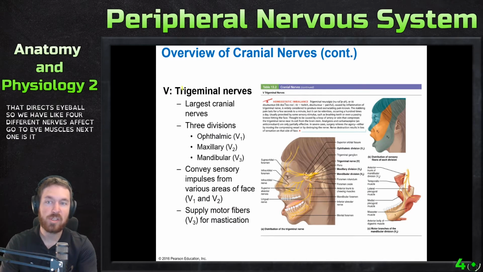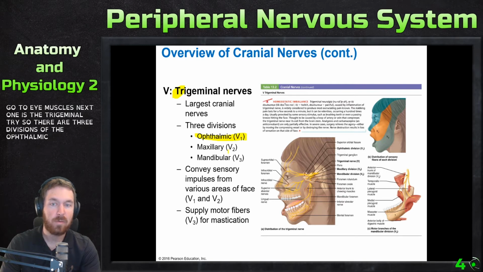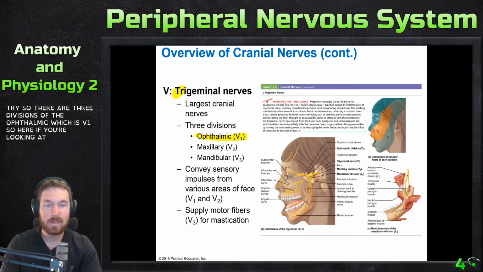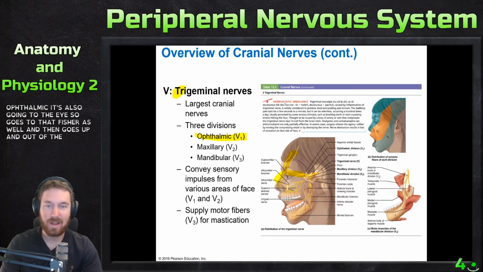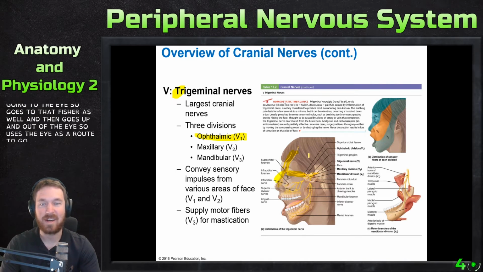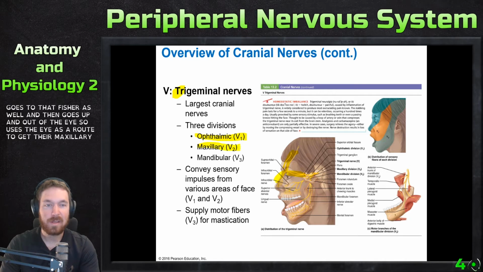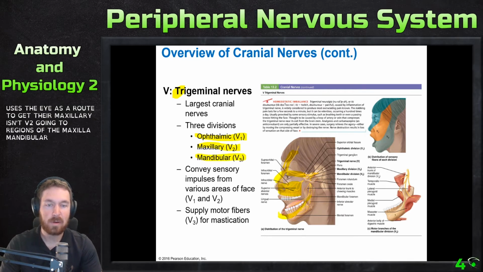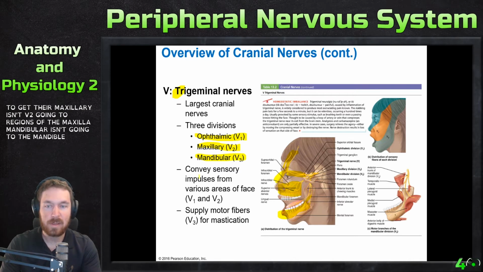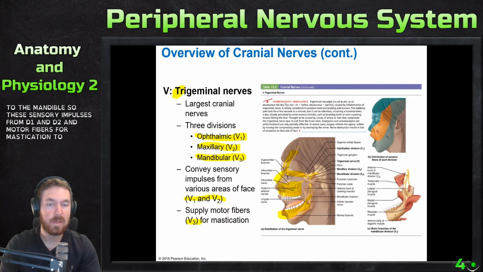Next one is the trigeminal, and there are 3 divisions. There's the ophthalmic, which is V1. If you're looking at this, ophthalmic is also going to the eye. It goes through that fissure as well, and then goes up and out of the eye, so it uses the eye as a route to get there. Maxillary is V2, going to the regions of the maxilla. Mandibular is going to the mandible. So there are sensory impulses from V1 and V2, and motor fibers for mastication in V3.